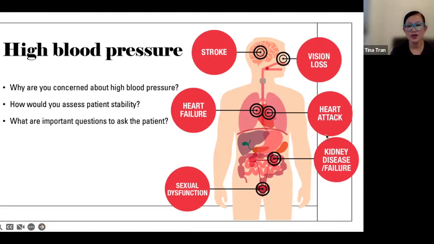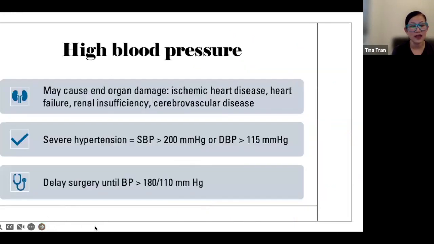Exactly. So you guys are asking, which is really great, about the patient's engagement, how much they know, how much they are aware of their blood pressure, if they're having any symptoms, anything that will give you more information about it. It may cause several end organ damages.